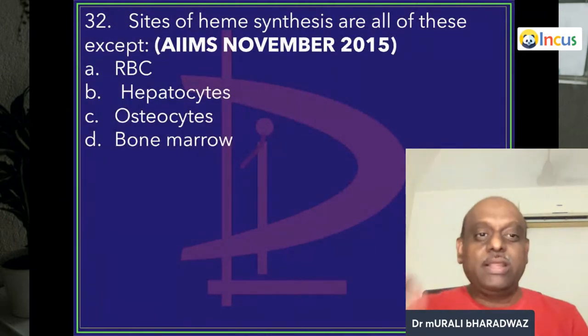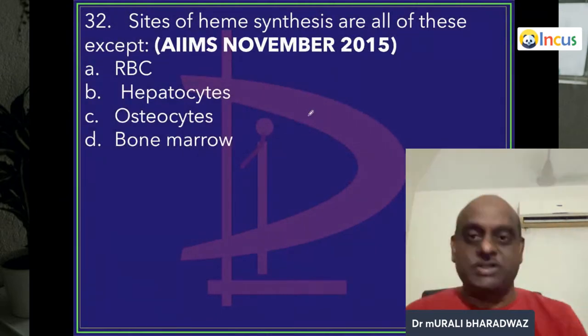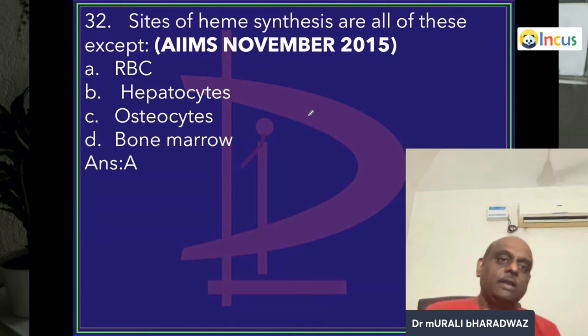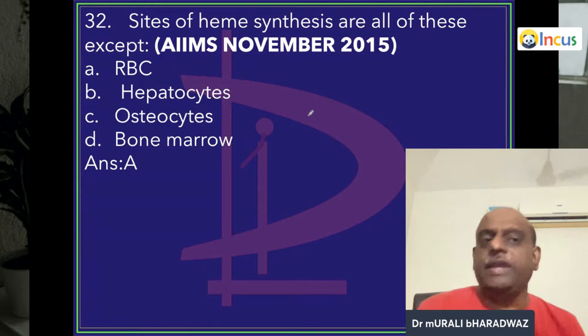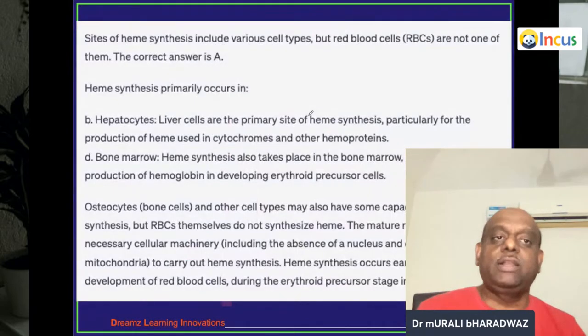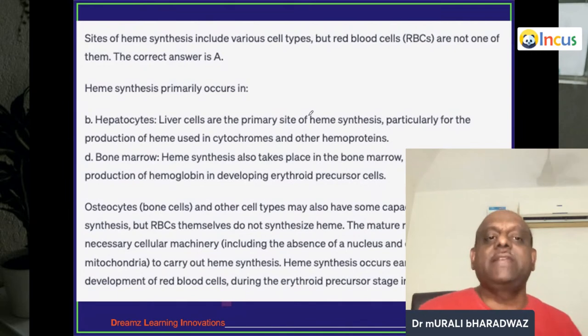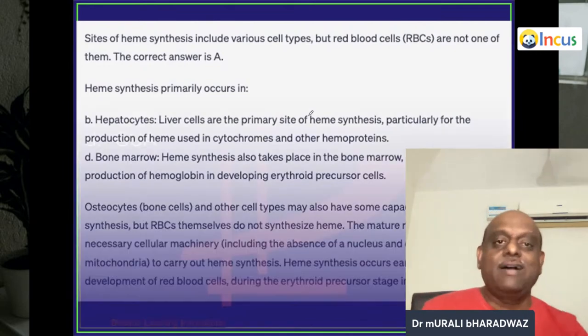Now, what are the sites of heme synthesis, doctor? Hepatocytes, osteocytes, bone marrow, not RBC. Come on. Heme synthesis requires mitochondria. Where are mitochondria in RBC, doctor? It is not there now.